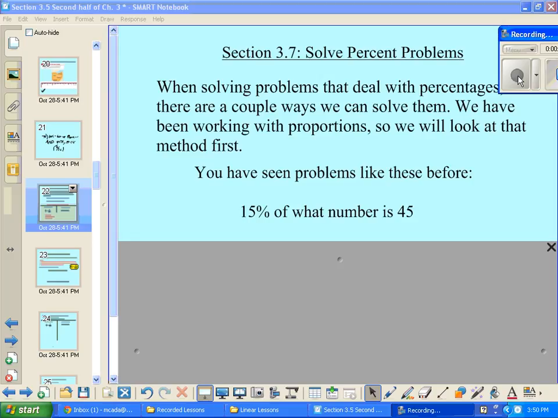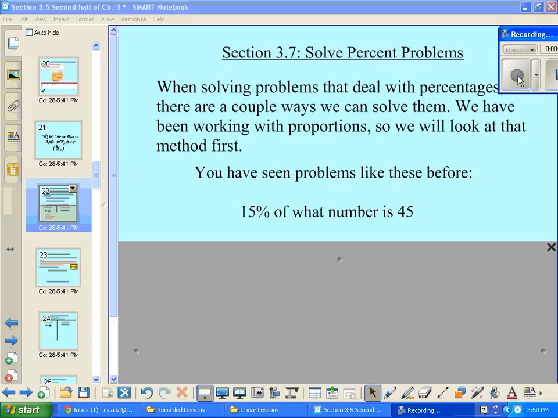Today's lesson is on section 3.7, solving percent problems. And just as it says there, percent problems are any problems that deal with some kind of percentage in it, like maybe trying to find 20% of a certain number. Or maybe even we're trying to find the percent for our answer, where it's like, what percent is 35 out of 50? So any problem that deals with a percentage, where it could be our answer, or maybe it's just in the problem.